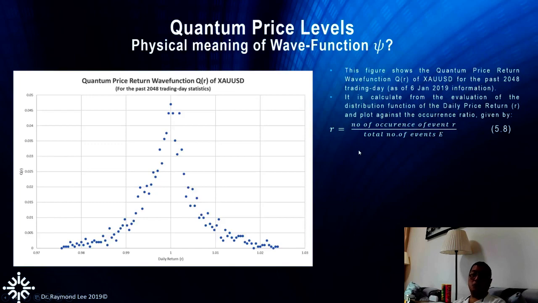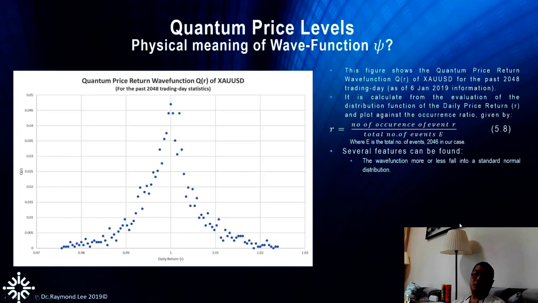The whole calculation is very simple, right? The number of occurrences is the event R and the total number of events E. So you just put the statistics for the price return, remember, the daily price return. And there are several features. First, the wave function more or less falls into a standard normal distribution. You can try and you will see.